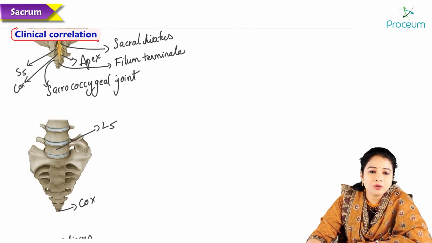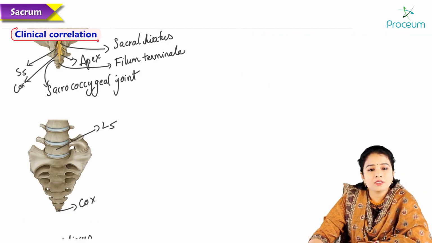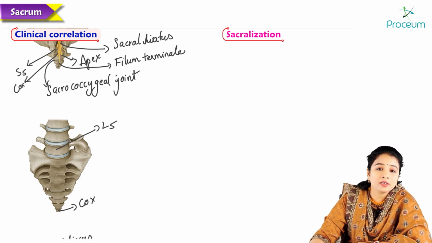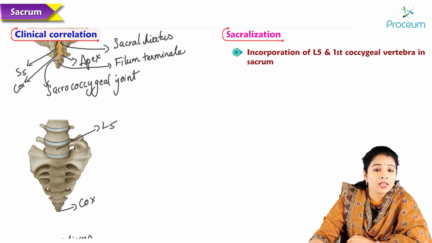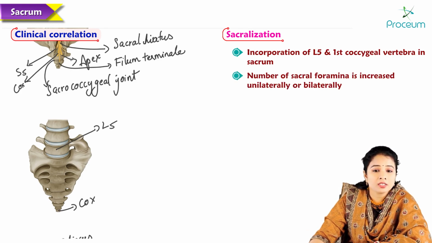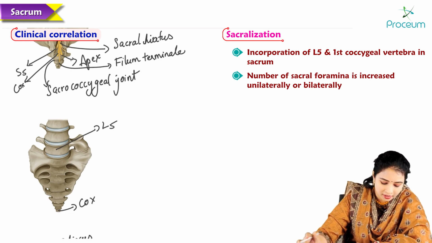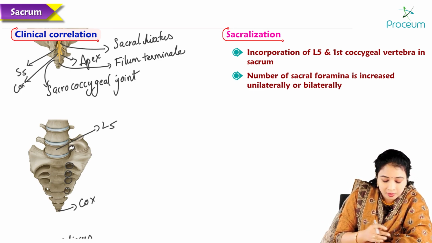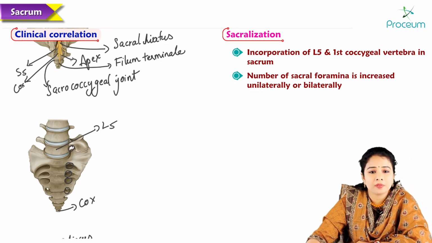Let's see some clinical correlations of the sacrum. The first condition is sacralization. Sacralization means incorporation of L5, the fifth lumbar vertebra, and the first coccygeal vertebra into the sacrum. In sacralization, the number of sacral foramina is increased unilaterally or bilaterally. We can see the sacral foramina increased in this image unilaterally, and sometimes it can be bilateral.